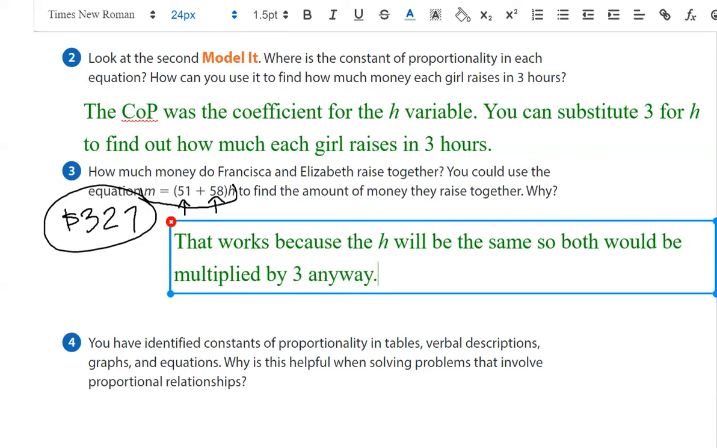That's not what the teacher's edition says. I'll read you what the teacher's edition says. It says, one way to solve the problem is to find the amount of money each girl raises alone and then add the amounts together. Another way is to find out how much the girls will raise per hour together and then multiply by the number of hours. So that works too.